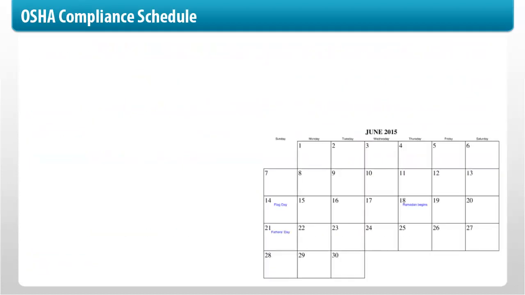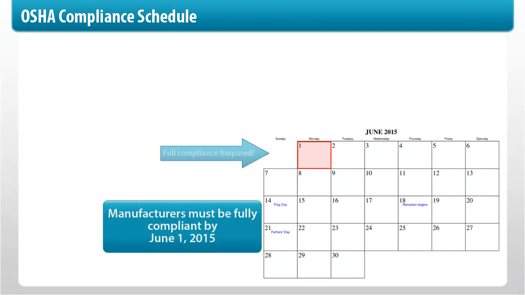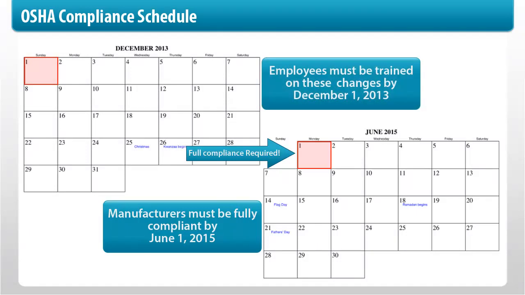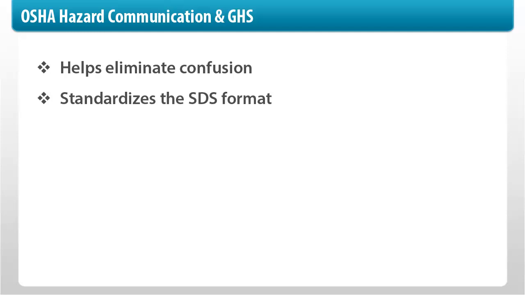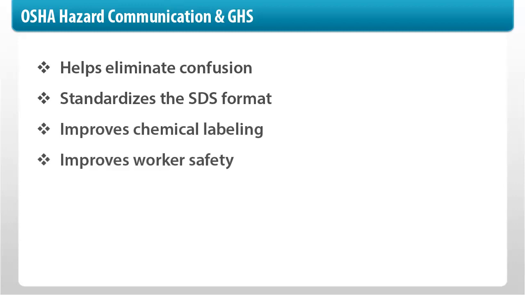Although chemical manufacturers will have until June 1, 2015 to comply with the new rule, workers will soon begin to see the new labels and SDSs in their workplace. This is why it's critical that employees are trained and understand the changes and how they affect them early in the transition period. Incorporating GHS helps eliminate confusion created by conflicting national and international requirements. It standardizes the format for the SDSs or safety data sheets. It improves chemical labeling, and that improves worker safety.